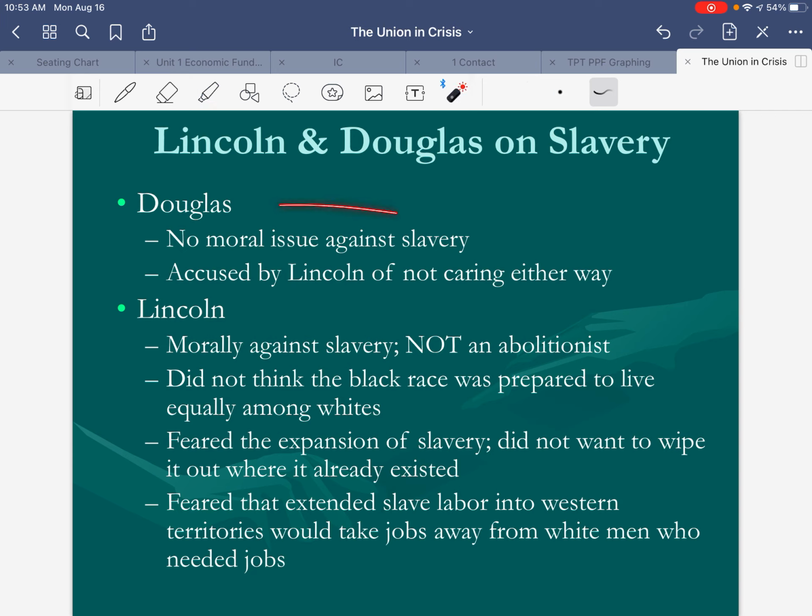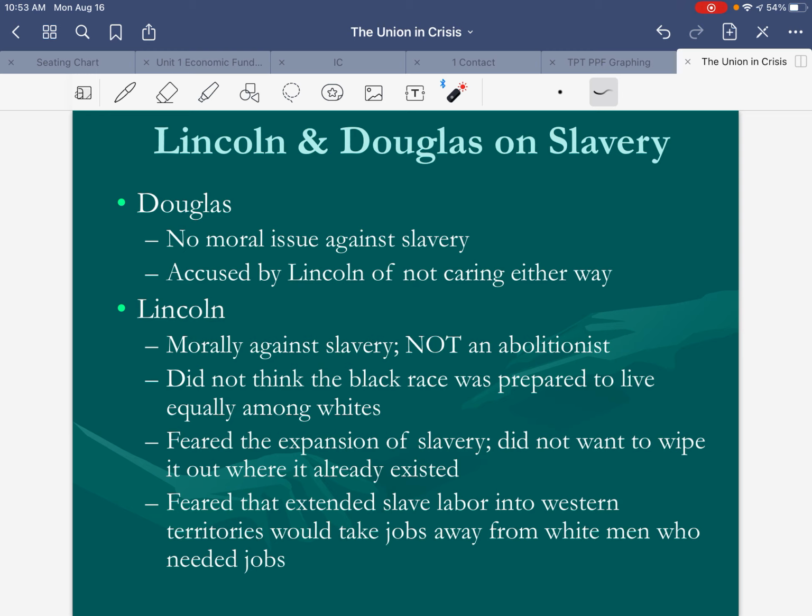Stephen Douglas has no moral issue against slavery. He doesn't really care about it. He doesn't think it's technically bad. And he accused Lincoln of being too wishy-washy. Whereas Lincoln, at this point, is against slavery, but he's not an abolitionist. He's like, slavery is wrong, but does the government have the right to end it? Probably not. So you see how that kind of sounds wishy-washy?